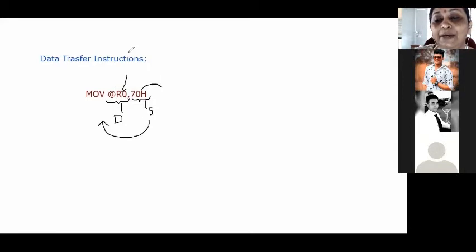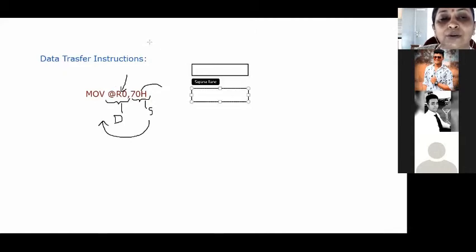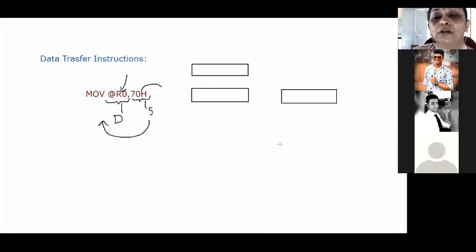Yes, everybody answer me. Unmute yourself and answer me. Are you clear about this or not? I will draw some pictures here so that you can understand this. Okay. So let us consider that this is the 70 hexadecimal RAM location. Okay. And this is register R0.